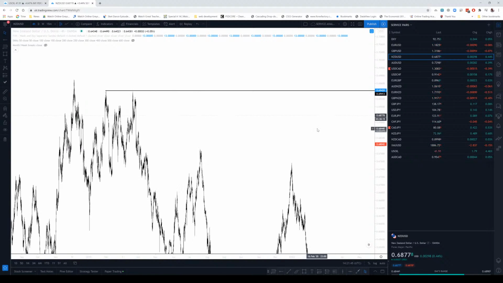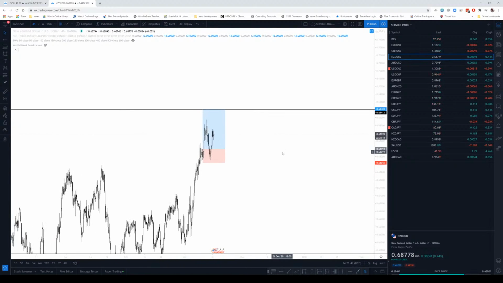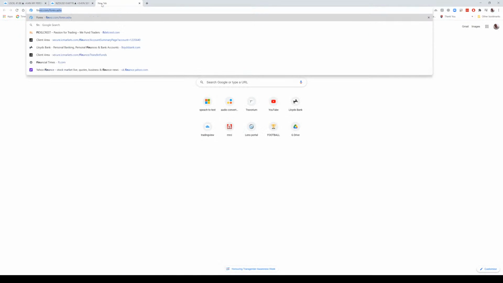This pair is so strong, and it's the leadership. When I say leadership, it means that if you compare all the currencies, actually let's use this so you can see what I mean.